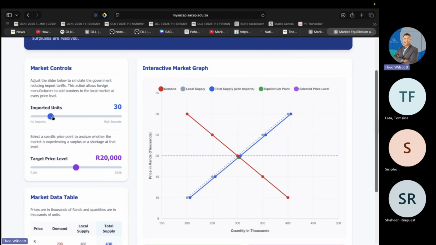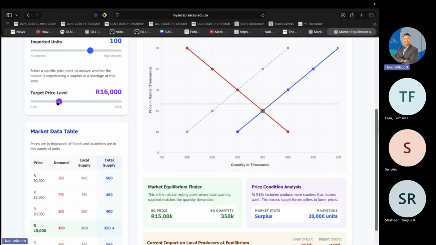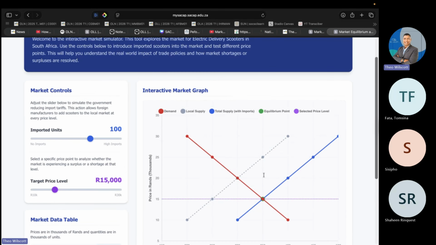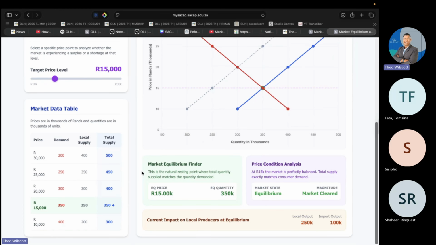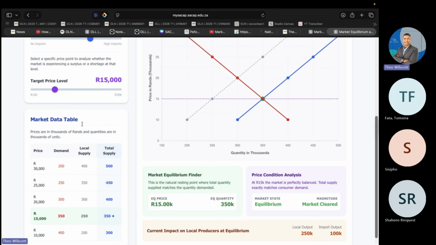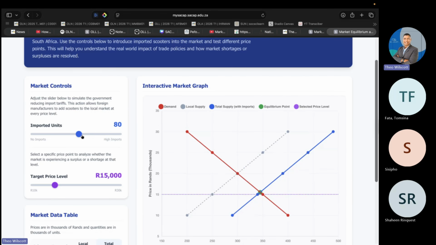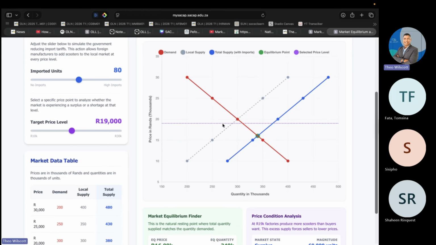You can set the import duty and how many units you're importing. You're importing 100. What is the target price? Move the target price around, and then you'll see the result. You'll see the equilibrium price, current import, local equilibrium, etc. This is a good way of being able to visually play around with the different sliders. The example I've used here is very close to the example in the assignment. The point is to see how price, which you've got on the top, impacts the demand and supply curves.